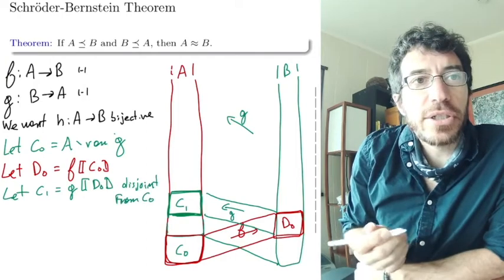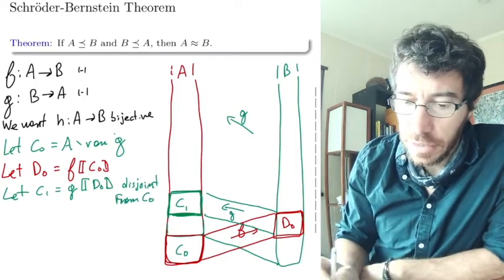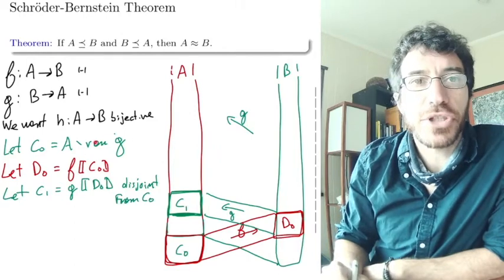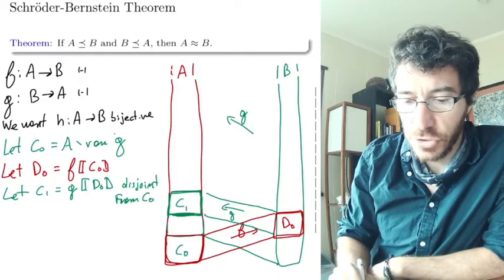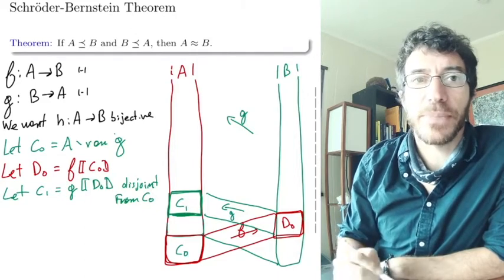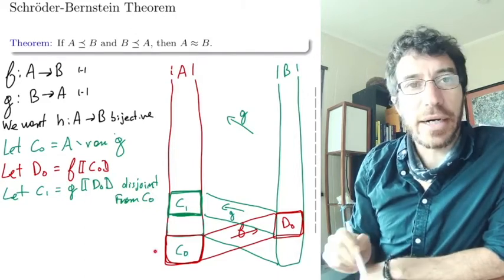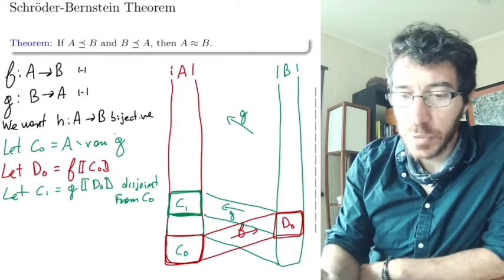Well, because C0 is disjoint from the range of G, and C1 is inside the range of G, right? So this one is disjoint from the range, this one is inside the range. So these two guys are disjoint. And then we're going to keep on doing the same thing.